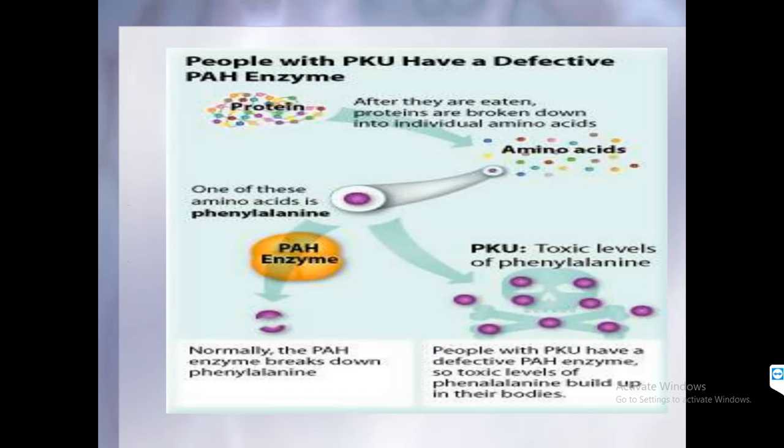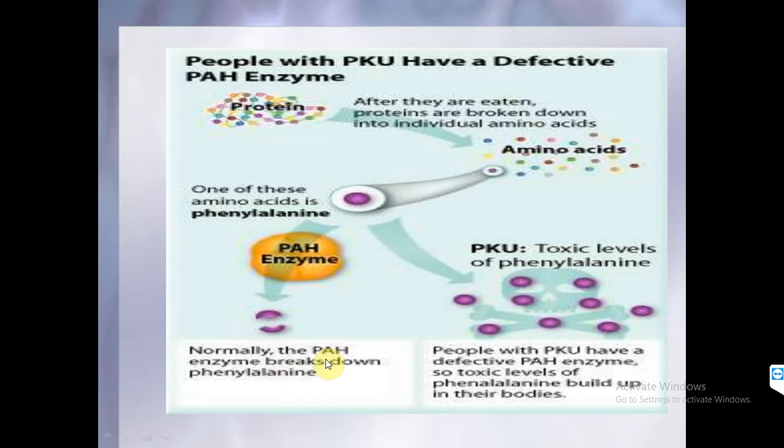In the diagram you can see the protein. After the individuals that are having phenylketonuria eat, proteins are broken down into individual amino acids. So protein breaks down into amino acids, because amino acids are the building blocks of protein. So one of these amino acids is phenylalanine. What happens? The phenylalanine converting enzyme is there, and if the normal organism or individual is there, the PAH, that's the phenylalanine converting enzyme, it breaks down the phenylalanine and it is changed to tyrosine.